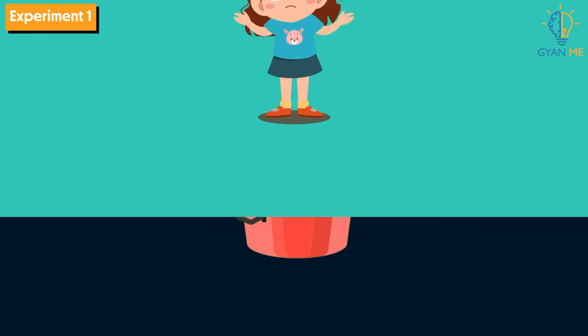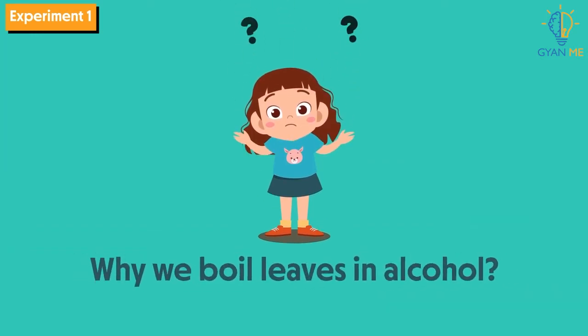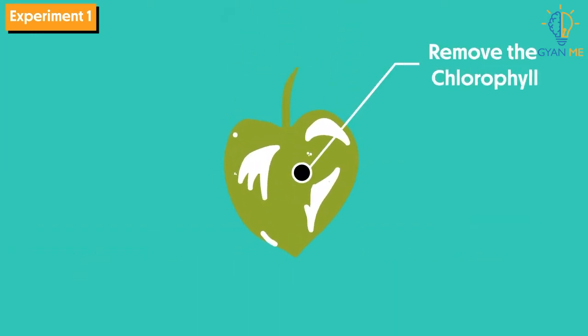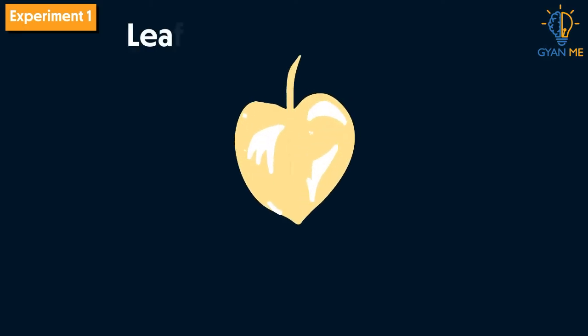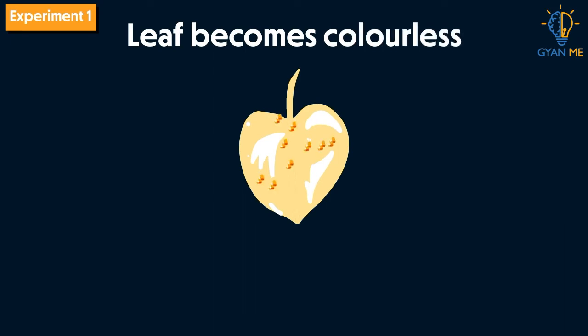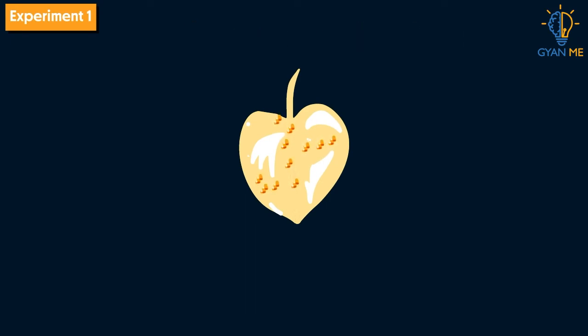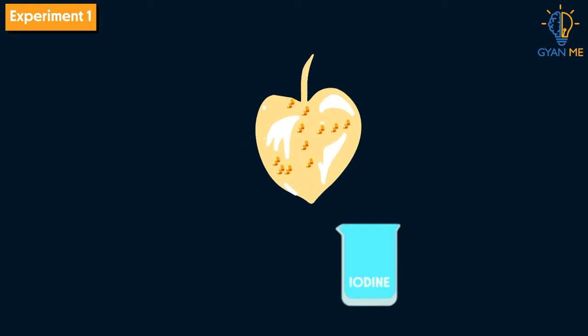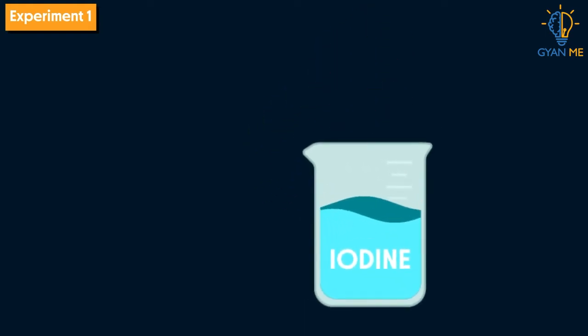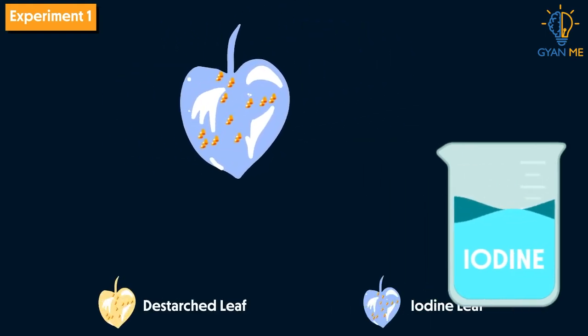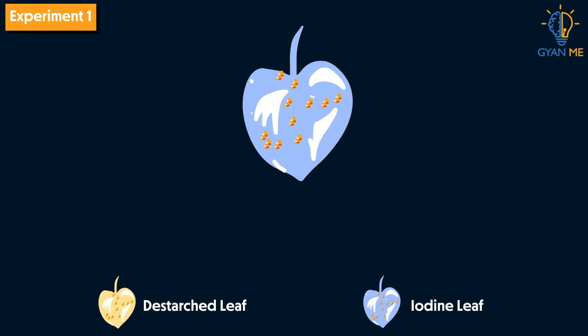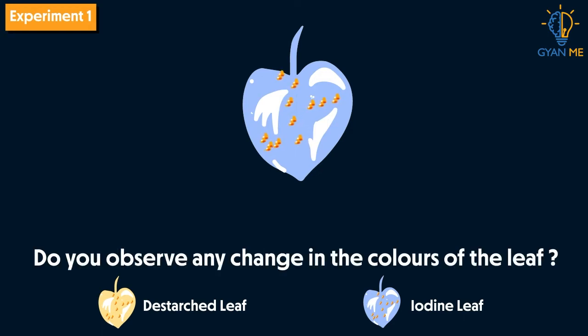Have you ever thought about why we boil leaves in alcohol? Well, this is just to remove the chlorophyll present in the leaf, which in turn makes it easy for us to observe the color change after adding iodine. So after boiling, though the leaf becomes colorless, the starch continues to remain inside the leaf. Now let's dip the leaf in a dilute solution of iodine for a few minutes. Take out the leaf and rinse off the iodine solution.